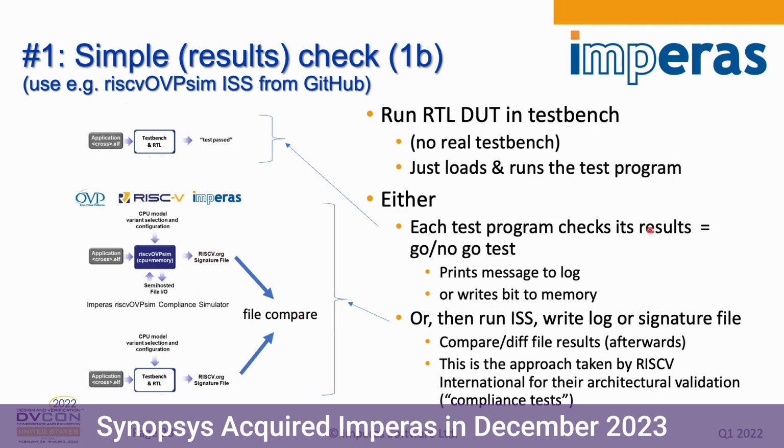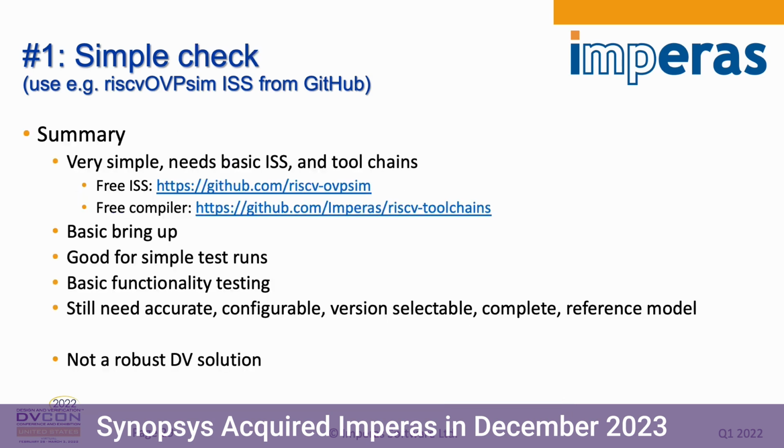So this is a simple approach to DV. You get data out of the design, and then after the simulation, you compare it. But often it is really just logs of I did this, I did that. So it's very simple to do this. You need a basic ISS, and I put a link here to one. We at Imperas make something called RISC-V OVP Sim available as an ISS up on GitHub, so you can download it. It's free to use for academic, personal, and commercial usages. It's a free simulator, basically. We also put tool chains up there, based around GCC, pre-compiled. So again, you can just download and get those.